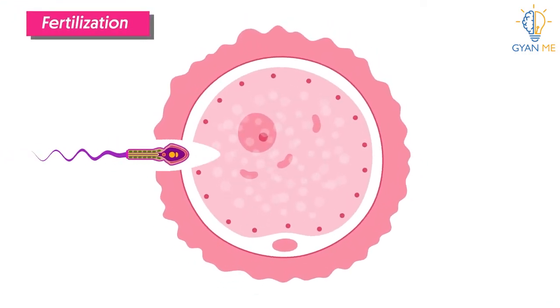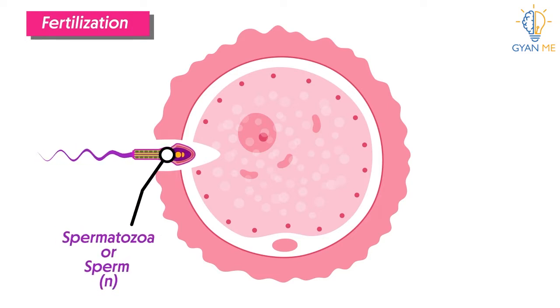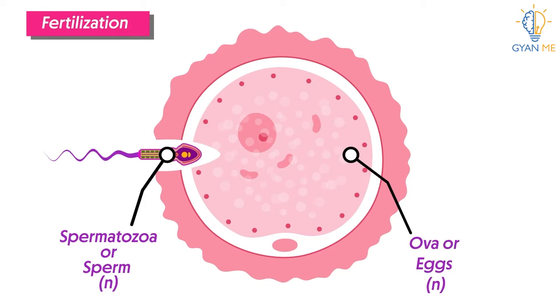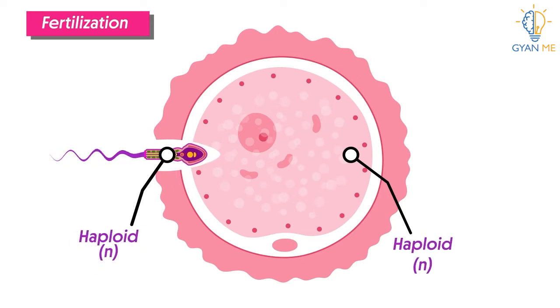It can be defined as the union of two haploid gametes, spermatozoa or sperm, the male gametes, and the ova or egg, the female gametes. Students, here it is interesting to note that both sperm and ova are haploid. They have half number of chromosomes.